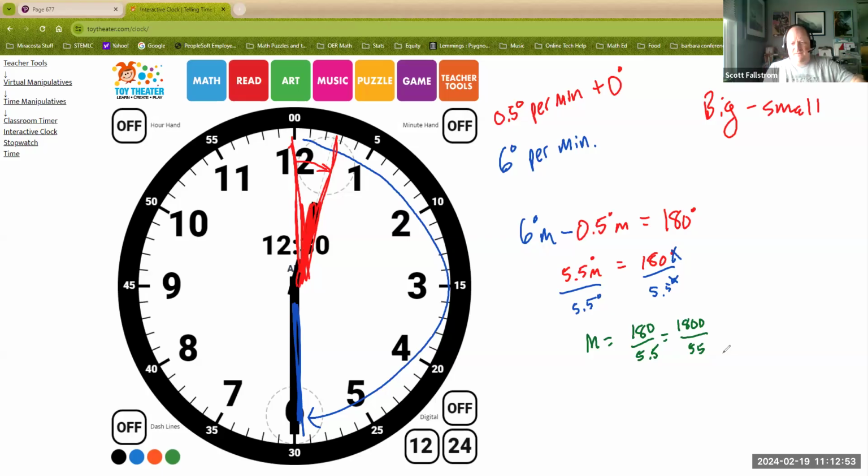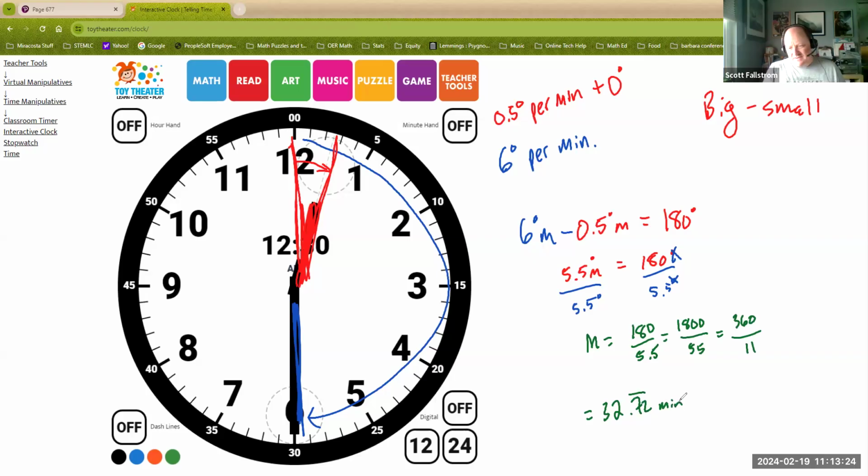Maybe we could divide everything by 5 next. That'll probably make it nice. We can simplify this. 1800 divided by 5 is 360, and 55 divided by 5 is 11. So my answer is 360 divided by 11. So 360 divided by 11 is 32 minutes and then 0.72, right?